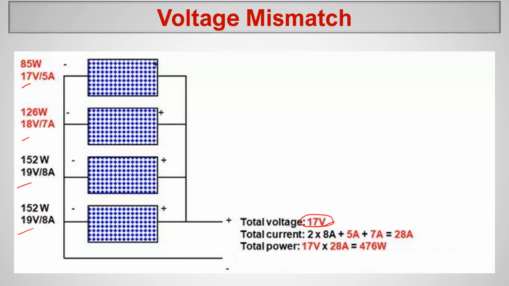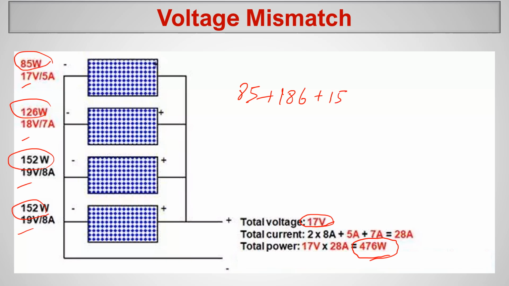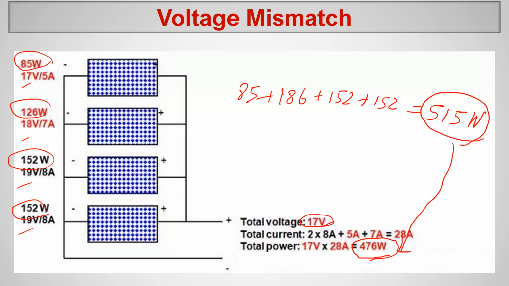So when 17 volts is the output, your total output will be 476 watts. This is lower than the actual rating. If you add 85 plus 126 plus 152 plus 152, I think you will get around 515 watts. So your panel output should be this one, but you are getting this much because of a design mismatch. You're losing some amount of watts. Okay, this is a voltage mismatch.